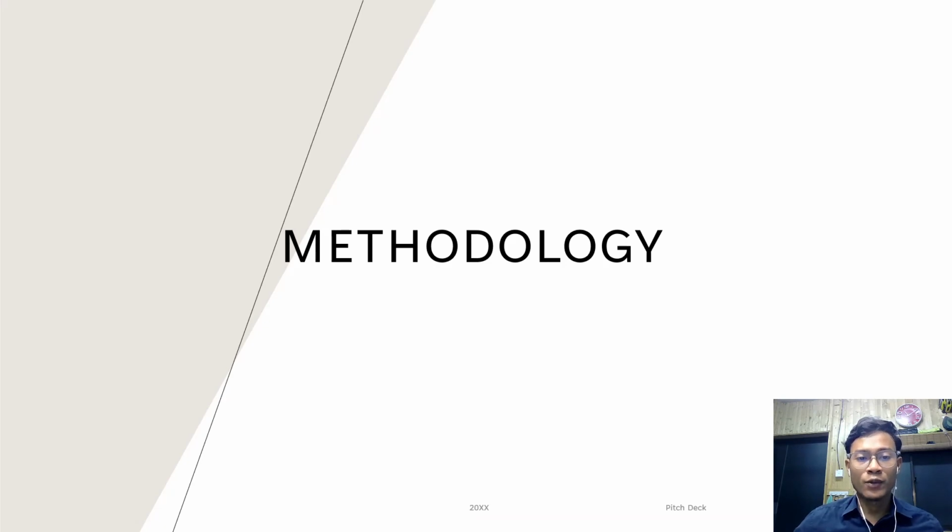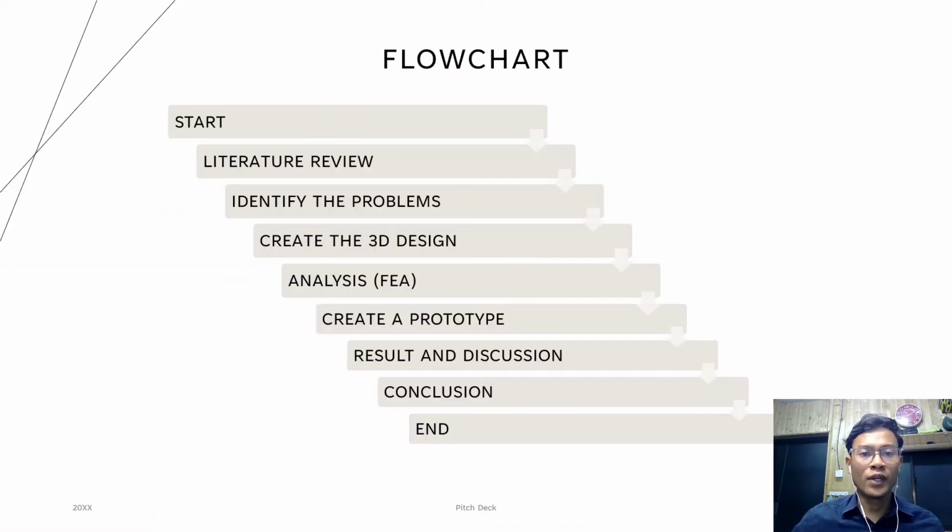Next, I would like to explain the methodology in this final year project. First, I would like to start with the flowchart. This flowchart shows the flow of the project roughly. So, as you can see, after I start the project, I make a literature review about the topic. I study the previous studies to find information. Next, I identify the problems. To create the objective, I need to have the problem and then find the solution.